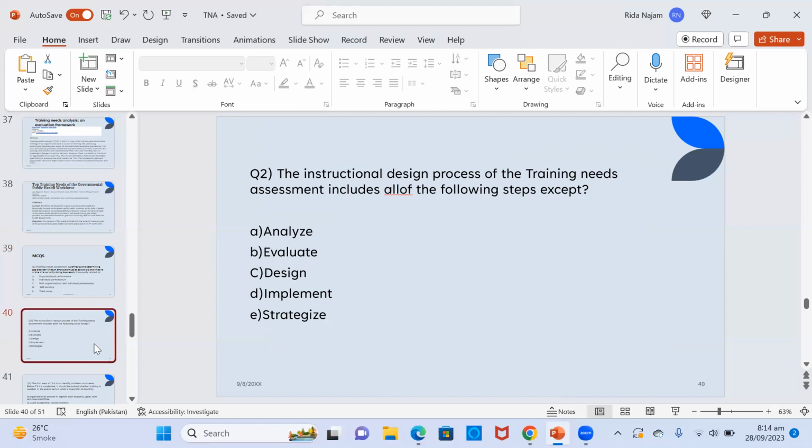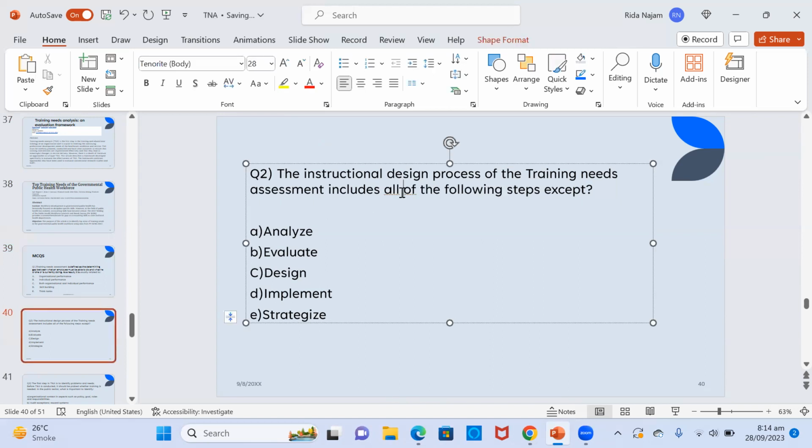Question number 2. The instructional design process of training needs assessment includes all of the following steps except for A, analyze, B, evaluate, C, design, D, implement, or E, strategize. E. Yes, E is the answer.